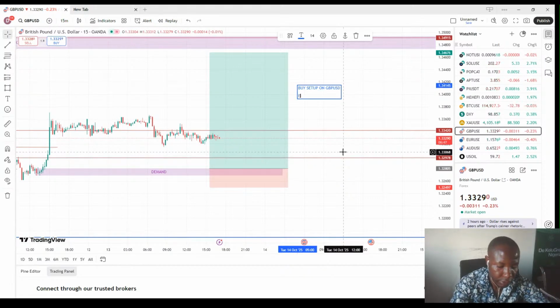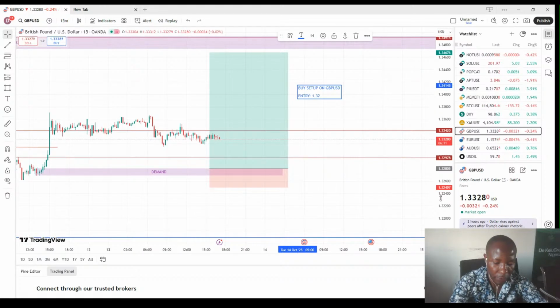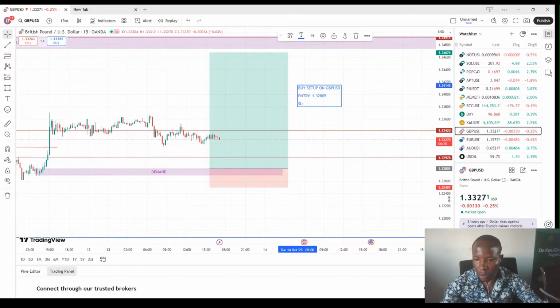So our entry is what? 1.3805. Our stop loss, SL, our SL is what? 1.3497. And our TP, our target.